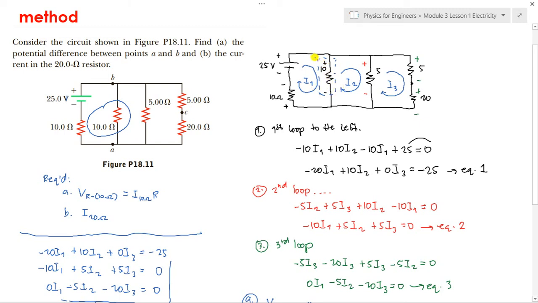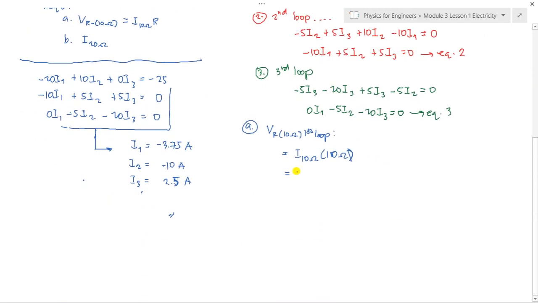So if we take I1 as positive, that would be the difference between I1 and I2. So that would be the absolute value of I1 minus I2, times the 10 ohm. So here, I1 is negative 3.75. So put negative 3.75 minus I2. I2 here is negative 10. Then times 10 ohm.